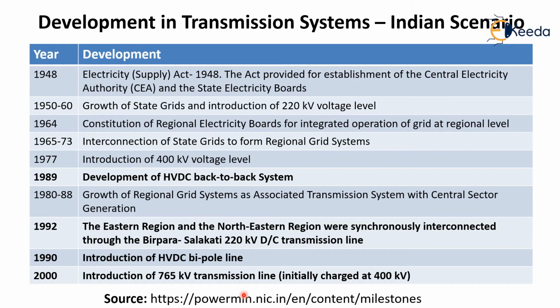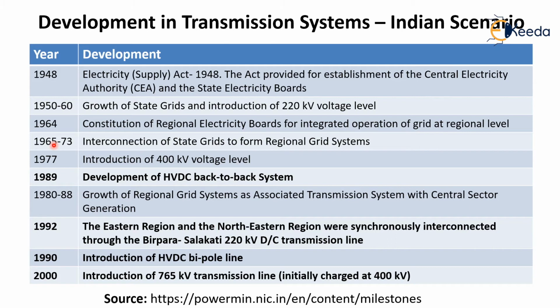In the Indian scenario, the Electricity Supply Act started in the year 1948, and in 1950 to 60 came the growth of state grids. Currently in India we have only one grid, one nation, one grid. But previously we had regional grids like the southern grid, northern grid, northeastern grid, western grid, and eastern grid. So totally we had five grids. These five grids are interconnected only because of HVDC systems. HVDC links played a vital role in the interconnection of these regional grids, and in meeting the very big challenge of the one nation one grid plan.